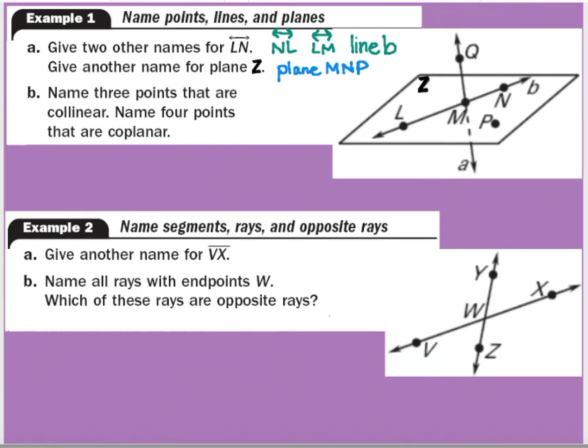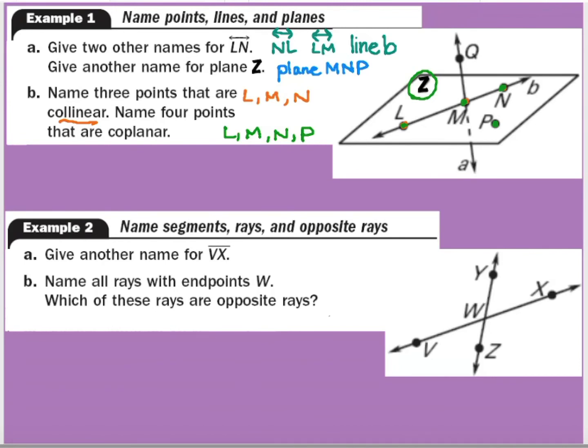Name 3 points that are collinear. I just mentioned I found 3 that are on the same line, L, M, and N. L, M, N are collinear. They're on the same line. Name 4 points that are coplanar. Well, L and M and N are all on plane Z. Is there one more point that's on plane Z? Look for the other capital letter, capital P. So L, M, N, and P are all on the same plane.